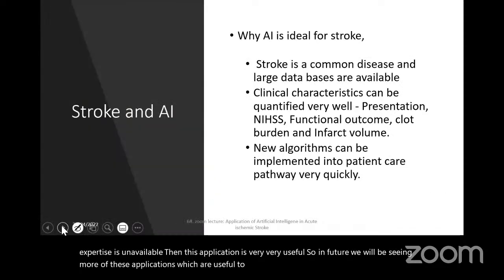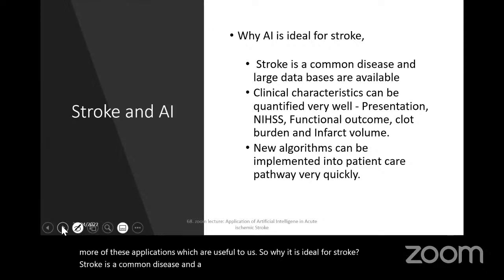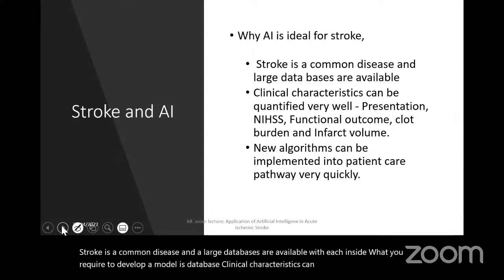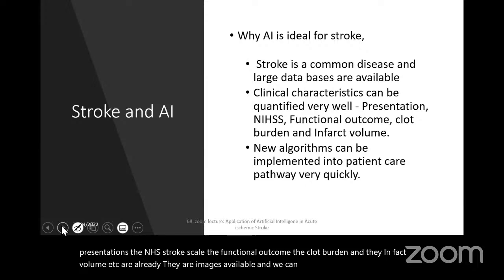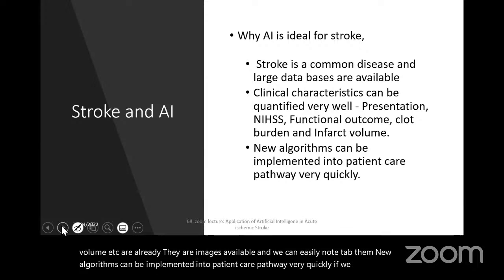So why is it ideal for stroke? Stroke is a common disease and large databases are available with each institute. What you require to develop a model is a database. Clinical characteristics can be quantified very well. The presentations, the NIH stroke scale, the functional outcome, the clot burden, and the infarct volume, etc., are already there, images are available, and we can easily tap them. New algorithms can be implemented into the patient care pathway very quickly if we apply our knowledge.